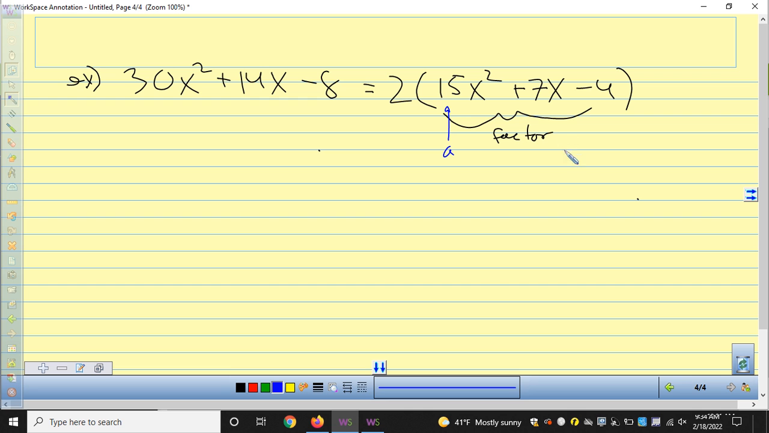Here, that's A, that's B, and that's C. A times C is negative 60. 15 times negative 4 is negative 60. It's negative, so one has to be positive, one has to be negative. That's the only way I can get a negative 60. So I know one is positive and one is negative. This is negative 60. We want our numbers to multiply to that and add to 7.